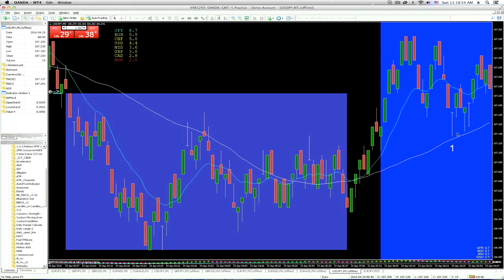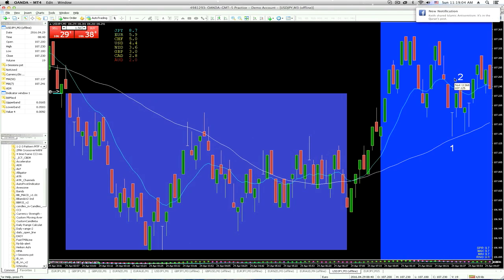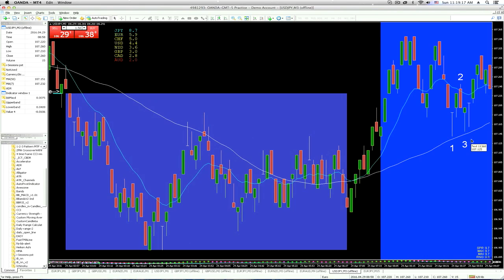So now we're looking for a number 2, and we have a number 2 right up here. Okay, so now we have our 1, 2, and then price quite nicely gives us a 3 right down here. All right, now we have our 1, 2, 3, and we're looking to trade a break of the 2 right at this level plus 1 pip or so.